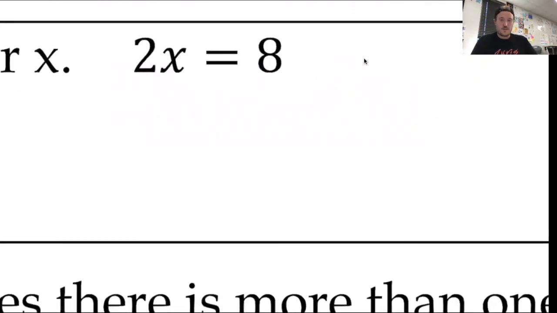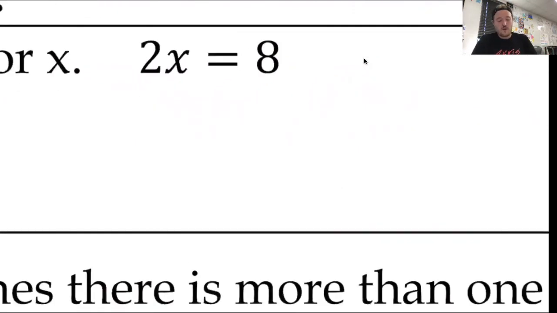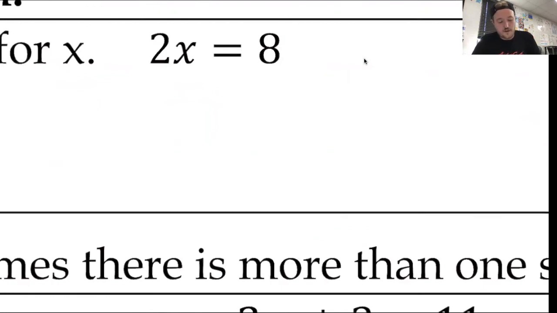You guys have probably solved a few equations here and there before in middle school. So here we have 2 times x equals 8. If there's no operation in the middle between those two terms, you assume it's going to be multiplication. So I know I'm doing 2 times x. In order to solve, I want to do the opposite of multiplication, and the opposite of multiplication is division. So I'm going to divide both sides.